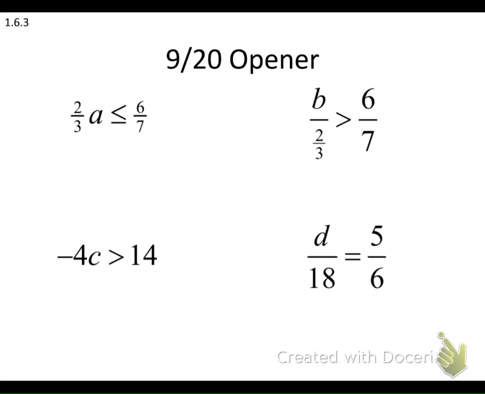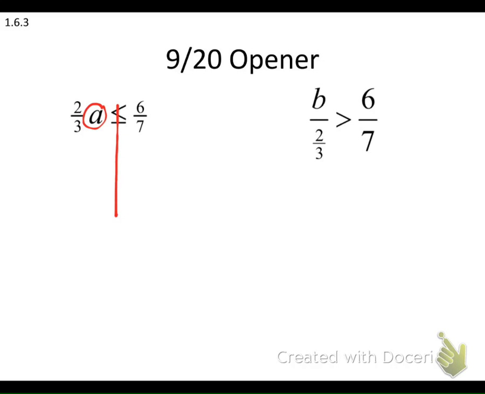So there's 2 ways that you can solve the d over 18(1). Let's take a look at the first 2 here. We have 2/3 a is less than or equal to 6 over 7. So when you go to take your test tomorrow, you need to circle your variable, draw your line of equality, and then you're going to make sure you box your answer. That's the first point. The second point is showing the inverse operation. How do you get that variable by itself?